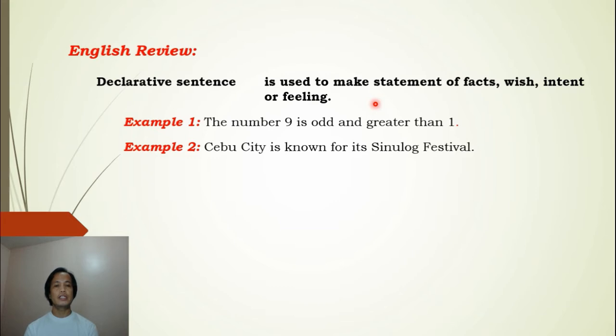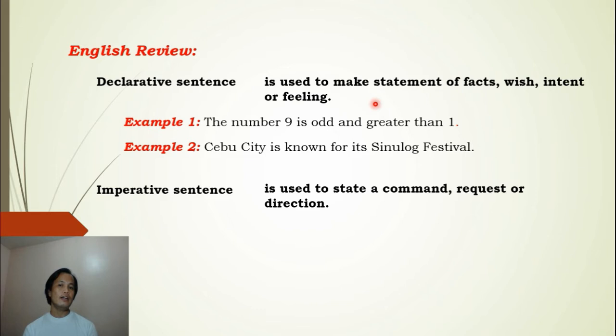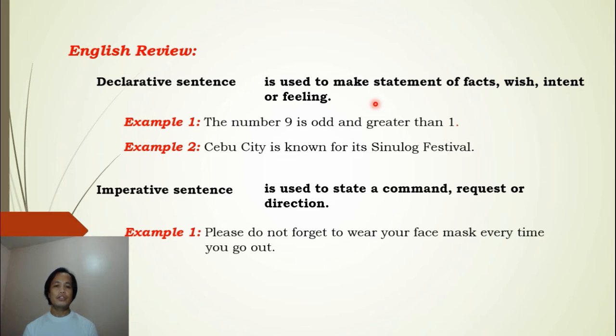And number 2 is, Cebu City is known for its Sinulog Festival. No other cities in the Philippines hold Sinulog Festival every January, only Cebu City. So this is a statement of facts. Another is the imperative sentence. An imperative sentence is used to state a command, a request, or a direction. Say, for example, please do not forget to wear your face mask every time you go out.